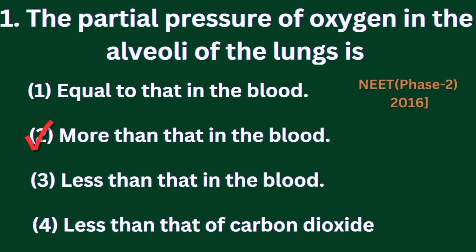The partial pressure of oxygen in the alveoli of the lungs is: 1. equal to that in the blood, 2. more than that in the blood, 3. less than that in the blood, 4. less than that of carbon dioxide.